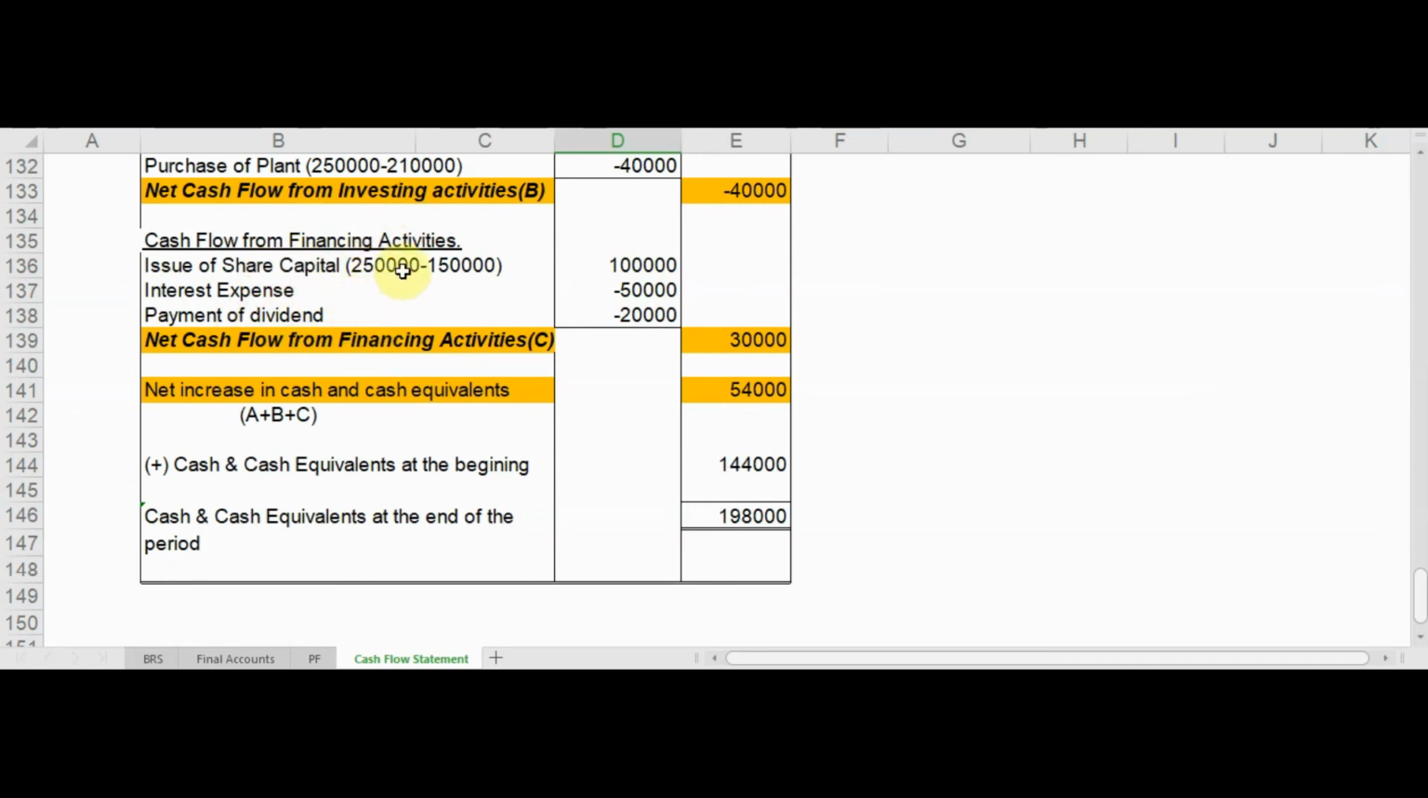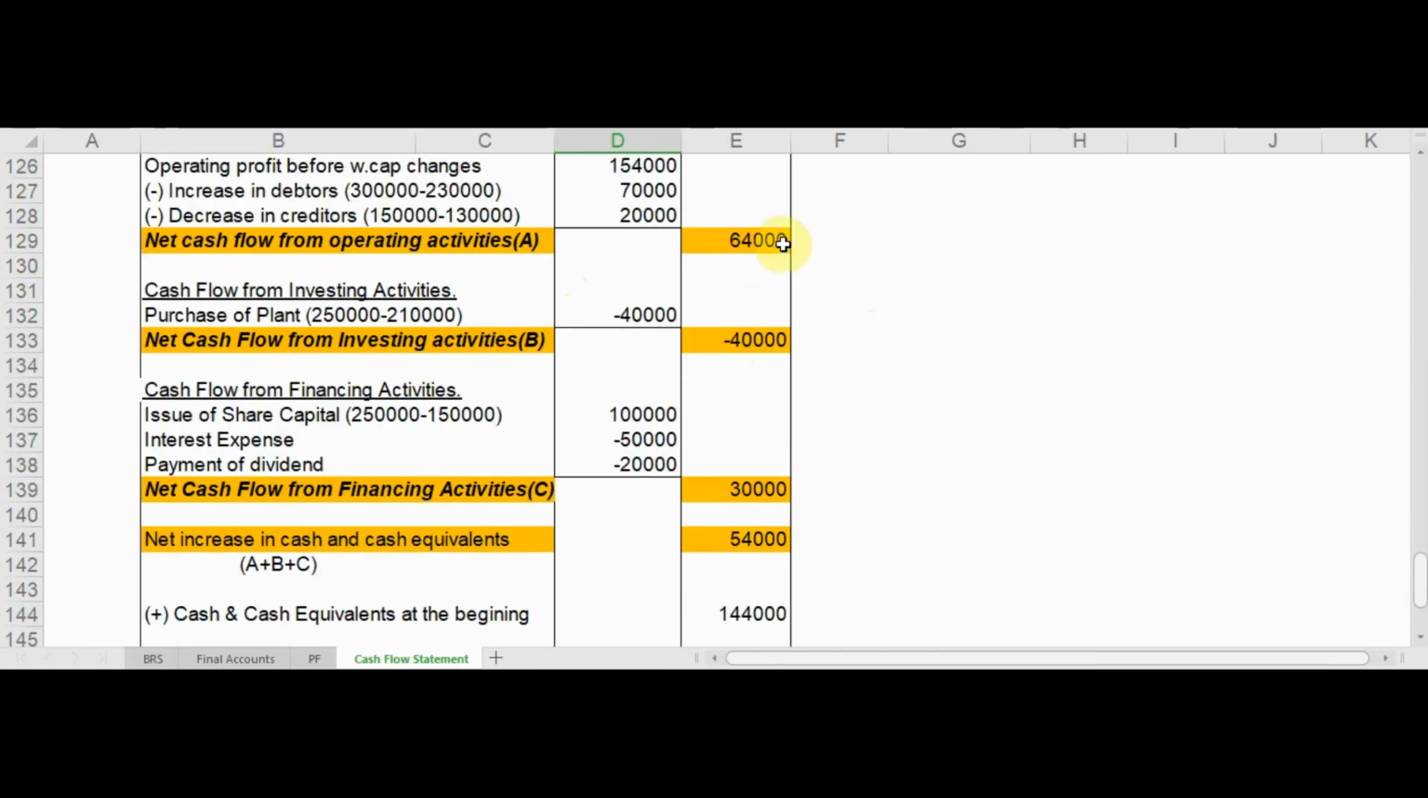If Oshim Limited had been a financial enterprise, then these items, interest expense and payment of dividend, would have been classified as cash flow from operating activities and not cash flow from financing activities. But as nothing is mentioned in the problem, we assume that Oshim Limited is a normal trading enterprise and these are classified as cash flow from financing activities. So if we deduct 50,000 and 20,000 from 1 lakh, we get 30,000.